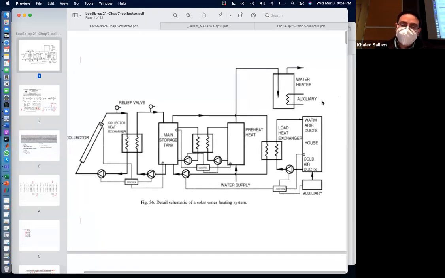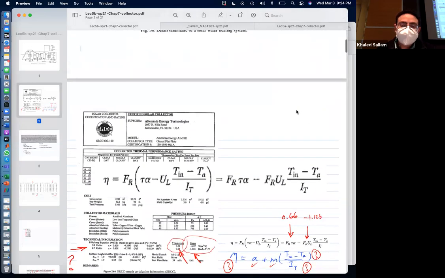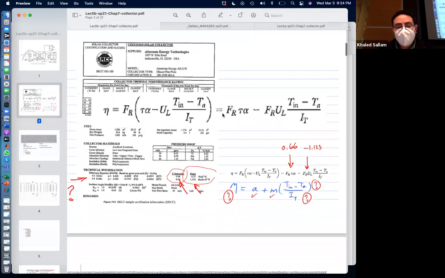Notice how the water heater has an auxiliary, and that's what we will do in the project too. We will just have an electric heater in the tank, just to make sure that if the hot solar is not running, this will kick in and make sure that the temperature stays hot enough. Okay, very good. So the chart.